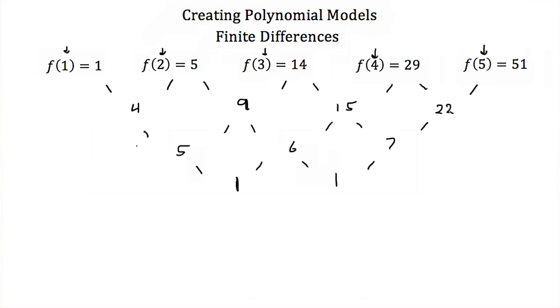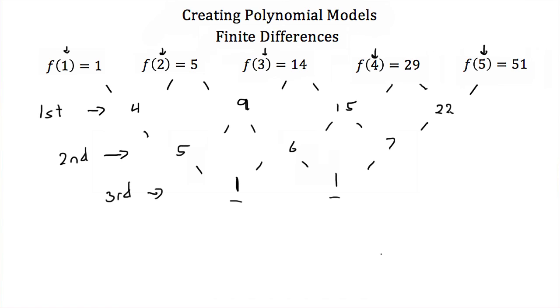We're looking for a spot where our difference between these numbers stays the same. Here we have a 1 and then an increase of 1 again. It doesn't have to be 1, but these have to be the same number. And since we have the same number, we have to look and see what order this is. This first set of differences between our function values is called our first order difference. This second row of numbers is our second order of differences. And then this is our third order of differences.